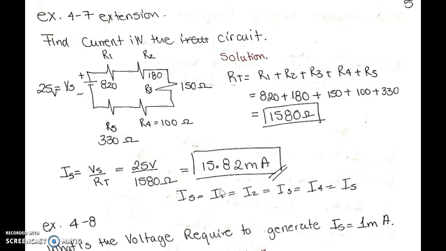In 4.7 it says, find the current in the circuit. The first step is that they give us the voltage and each individual value for the resistors. So I find R total to be 1580 ohms. Then my I source is going to be V source divided by R total, which is 25 divided by 1580 ohms. So we have the current to be 15.82 milliamps, and as we know, I source is the same as I1, I2, I3, I4, and I5. So let's stop right here.